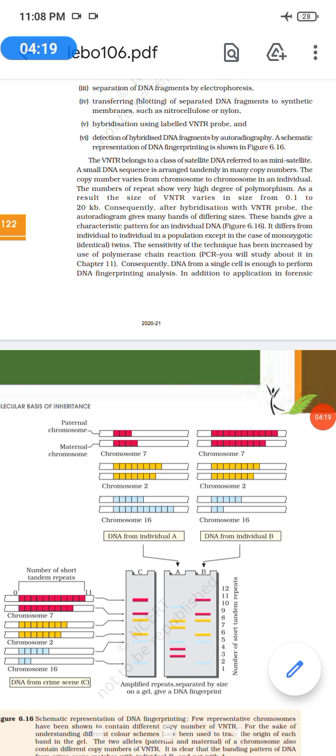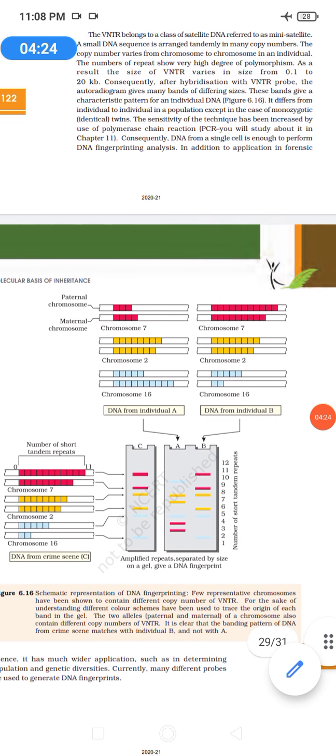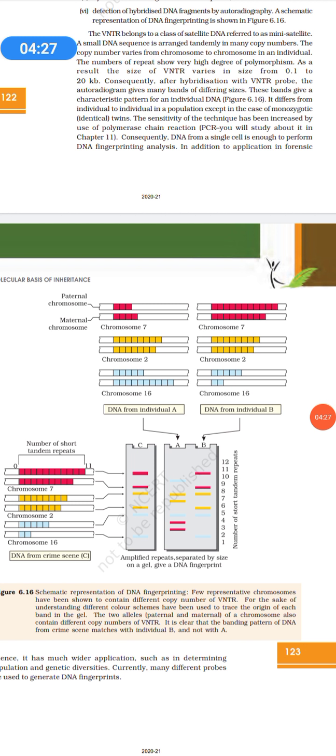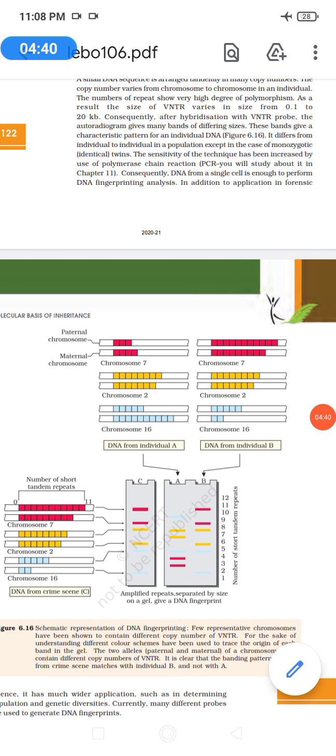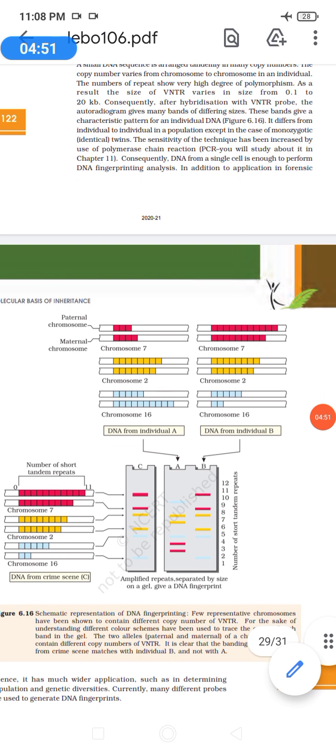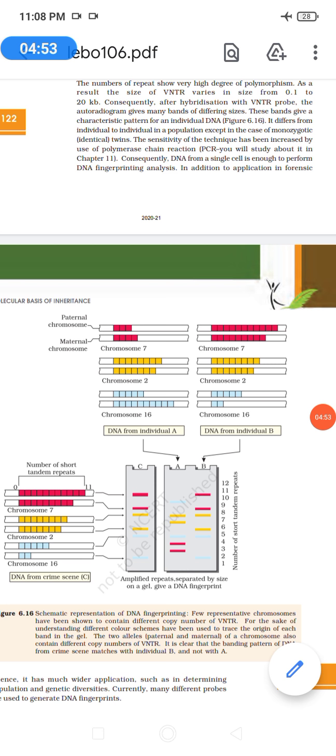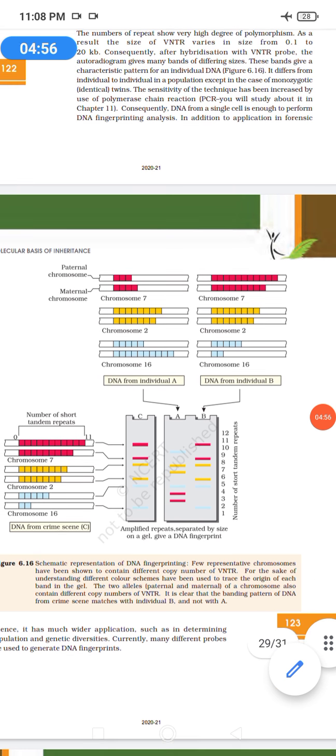VNTR belongs to a class of satellite DNA referred to as minisatellite. There is a small DNA sequence which is arranged in tandem, and the copy number varies, and that is how the degree of polymorphism varies. So the number of repeats shows a very high degree of polymorphism. As a result, the size of VNTR varies from 1 to 20 kb. Amplification can be done by PCR, that is polymerase chain reaction.